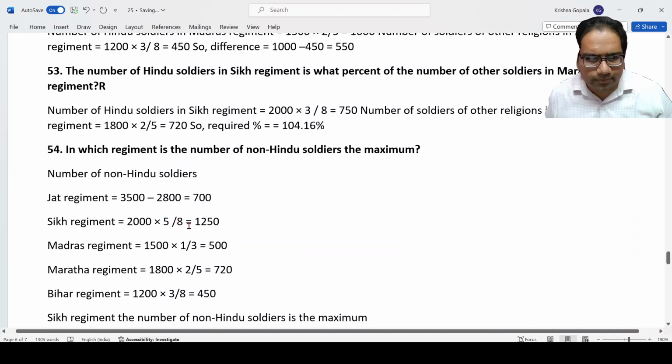2000 into 5 by 8, which is 1250. 8 goes into 2000 250 times. 250 into 8 is 2000, so 250 into 5 is 1250.